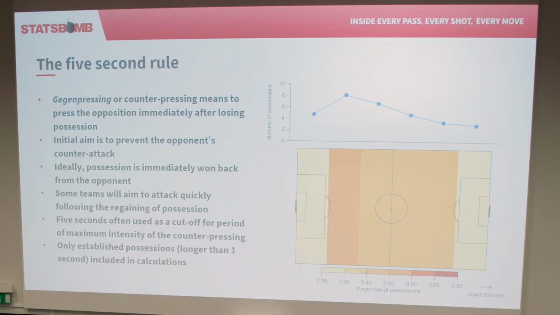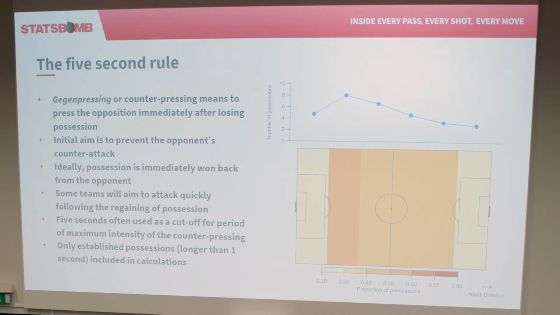There are a lot of other things we can do with pressure, obviously. One of those is looking at counter-pressing. I'm sure I don't need to explain it, but that's when you press the opposition immediately after losing possession. So the initial aim is to prevent an opponent's counter-attack. You've lost the ball and you're potentially defensively destabilized. So in order to prevent your opponent from taking advantage of that, you press the ball quite aggressively and try and slow that counter-attack down.